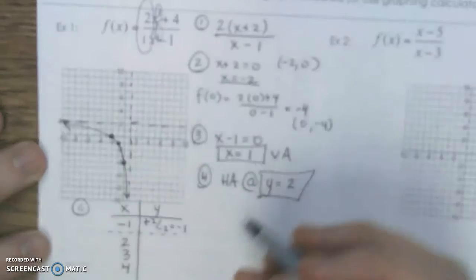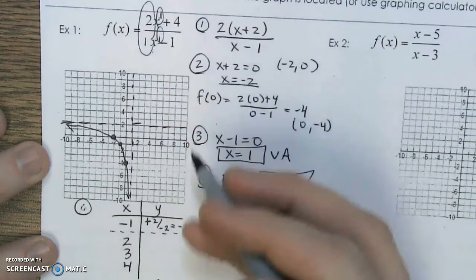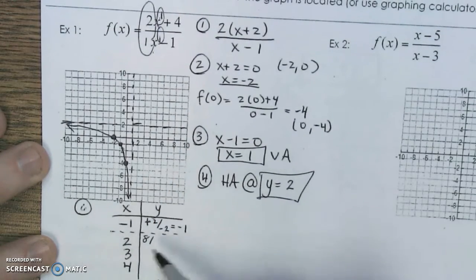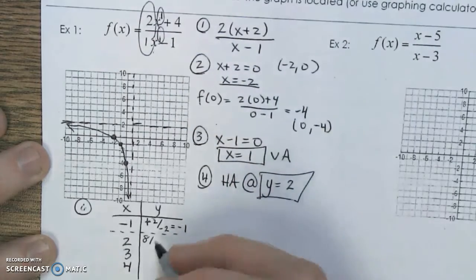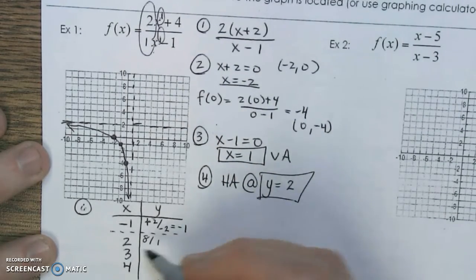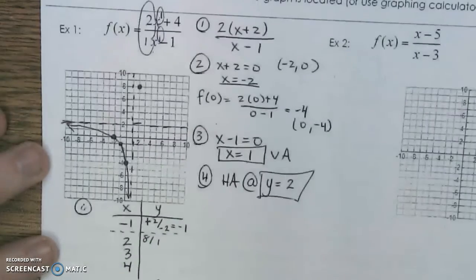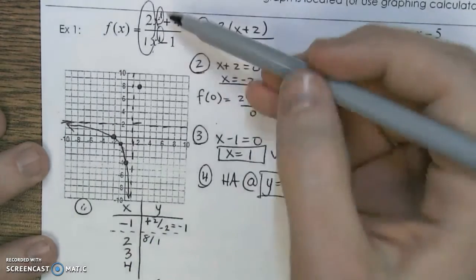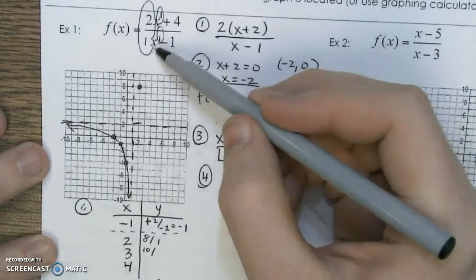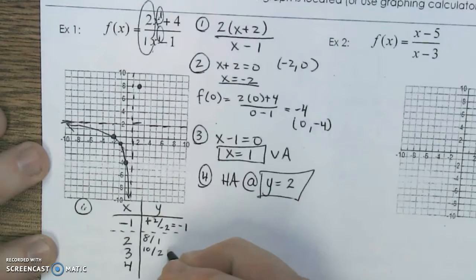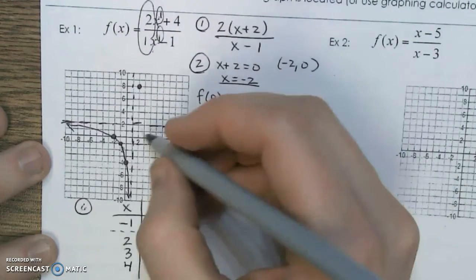Over here, I'm plugging in 2, 3, and 4. So if I plug in 2, I get 2 times 2 is 4. 4 plus 4 is 8. If I plug in 2 on the bottom, I get 2 minus 1 is 1. And so here I'm getting 8. When I plug in 2, I get 8. Plot that point. And let's plug in 3. 2 times 3 is 6. And 6 plus 4 is 10. Plug in 3 here. 3 minus 1 is 2. So here I'm getting 5. So for 3, I am getting 5.